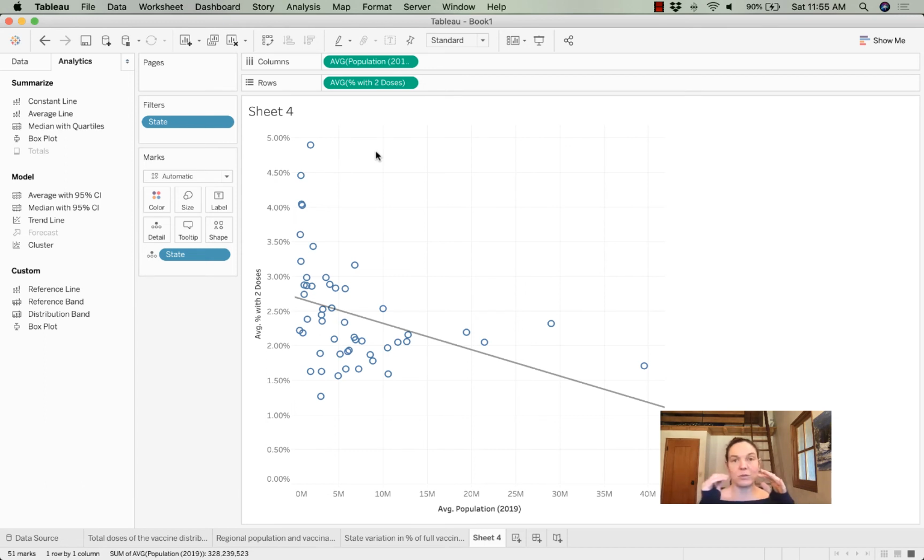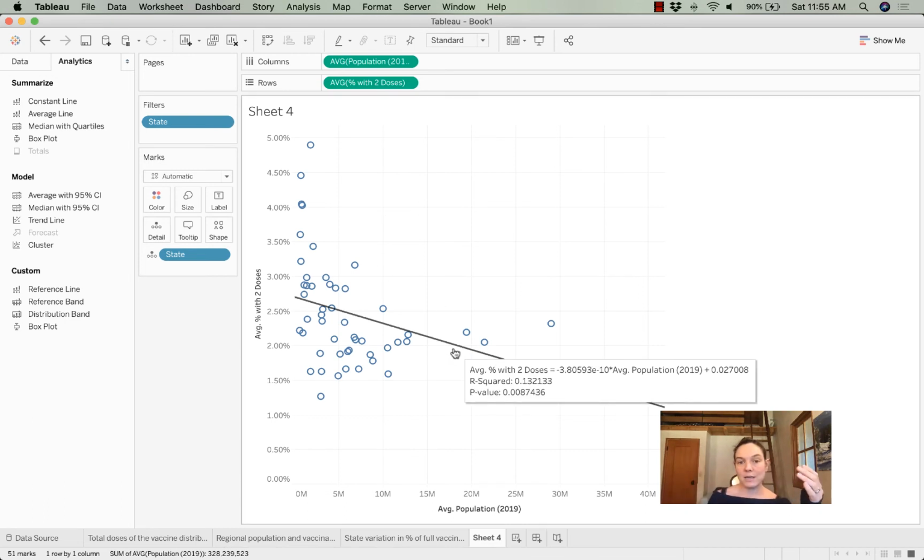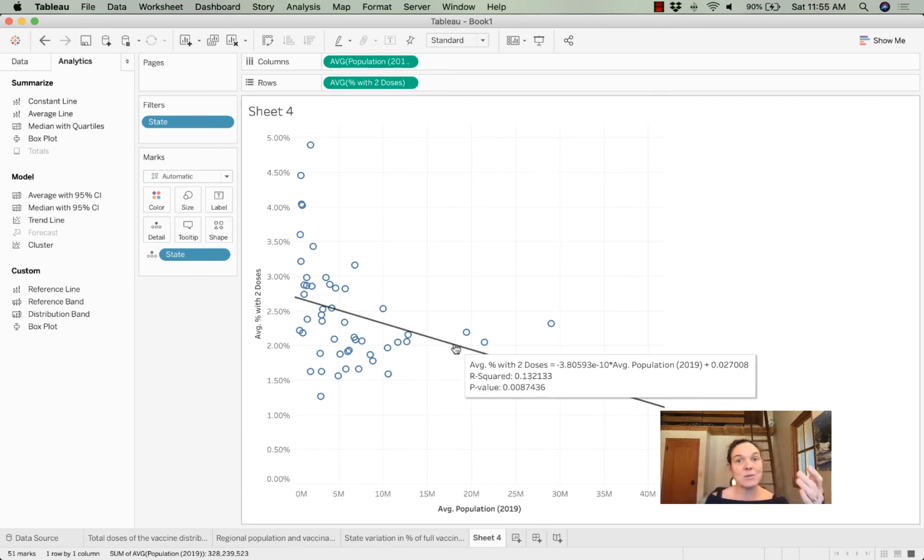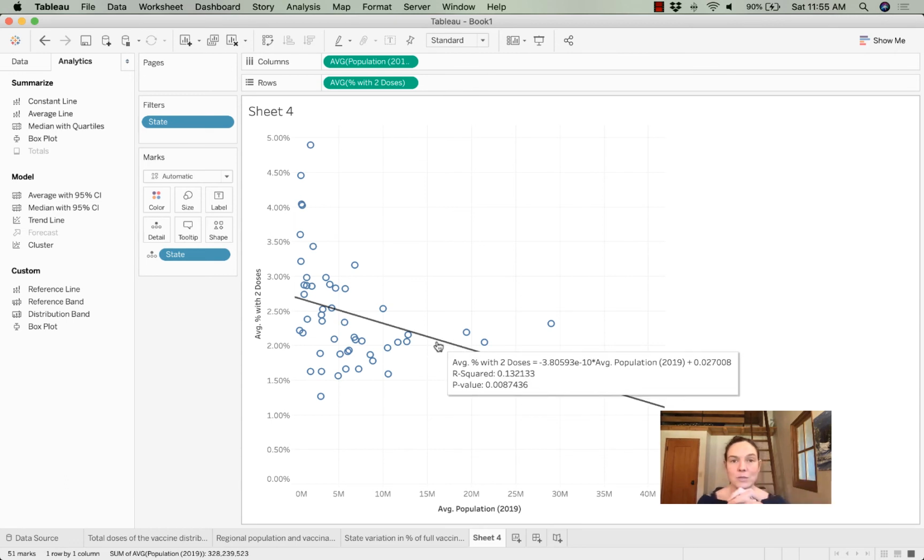But don't get too excited, because you can see a negative trend line or a positive trend line, a trend line that has a slope that's not equal to zero, and that doesn't mean that the relationship is statistically significant. I'm going to scan over the trend line, and here they give us first the equation of the line: the average percent with two doses is a function of population, but that coefficient is negative 3.8 times e to the negative 10th. That's very, very small.